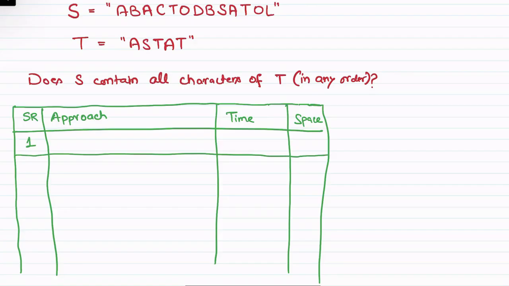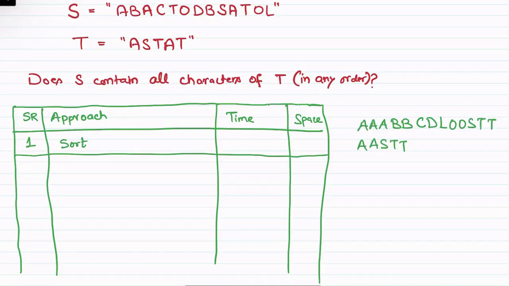If we think of a sorting based solution, so the first string after sorting, if we notice, will become AA, triple A, then double B. Then we have C, D, L, double O, S, T, T. So this becomes the first string after sorting. And the second string after sorting will become double A, S, T, T. Now these are the two strings available to us.